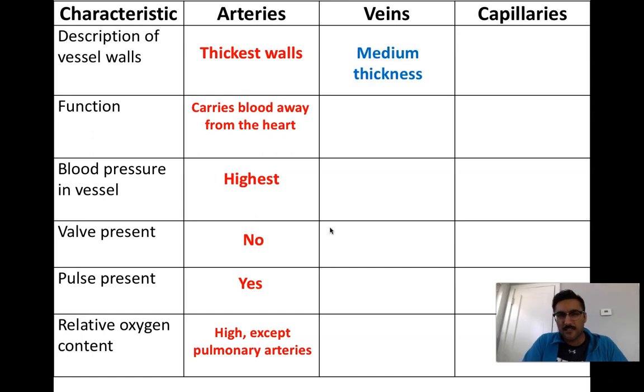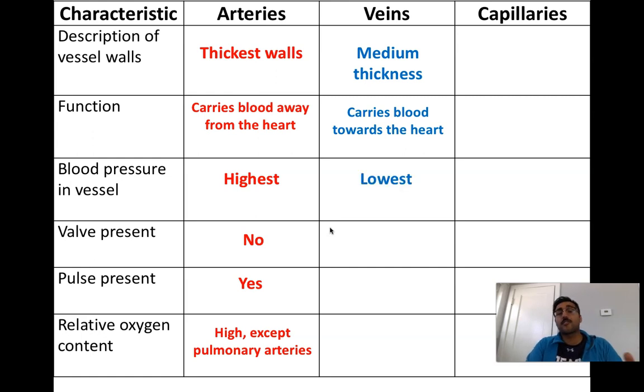Veins have relatively thinner, middle ground thickness walls. They're thinner than arteries for sure, but they're thicker than capillary walls. Veins carry blood towards the heart. Their blood pressure is the lowest here. Valves have to be present in veins because we're trying to stop that backflow of blood, especially up long limbs like your legs, which work against gravity and the low blood pressure.